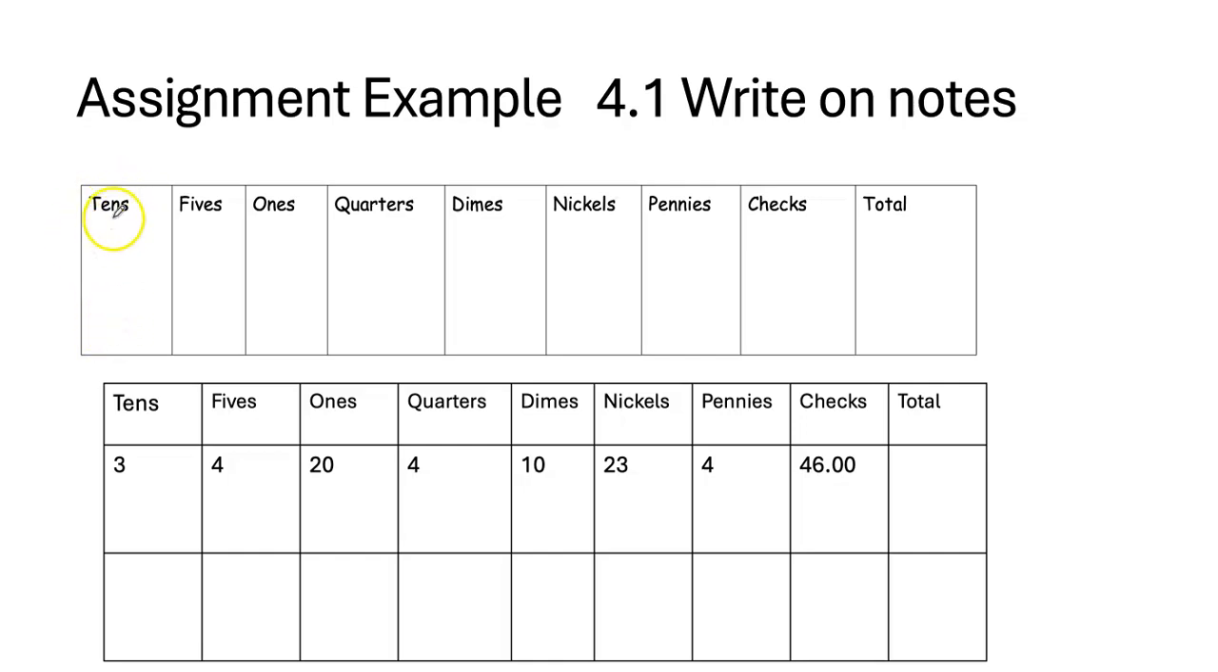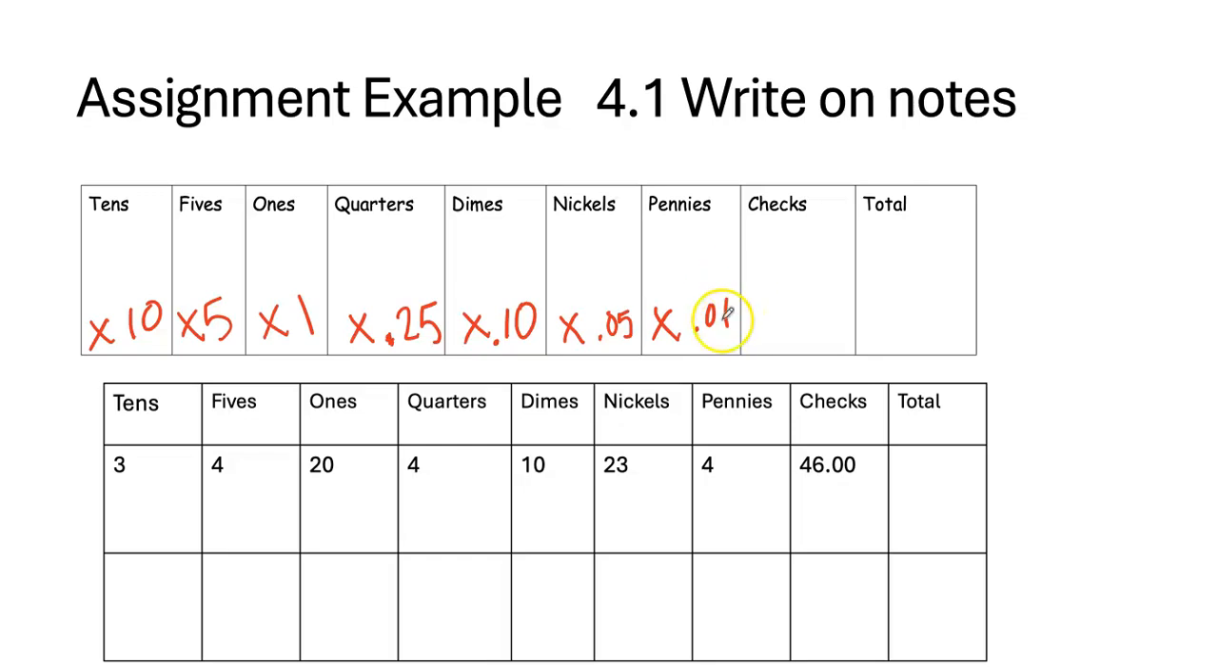So if I have a bunch of 10s, I'm multiplying that by 10, right? A bunch of 5s is by 5. A bunch of 1s is just by 1. If I have quarters, you're multiplying by 0.25. Remember, decimals are important. Dimes, you're going to multiply by 0.10. Nickels, 0.05. Pennies is 0.01. Remember, this is all change, all decimals. Checks is the amount, and you get the total. So this is what you will have to do for some of the problems, okay?